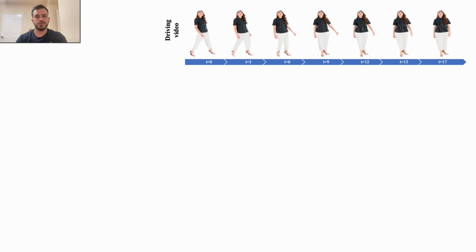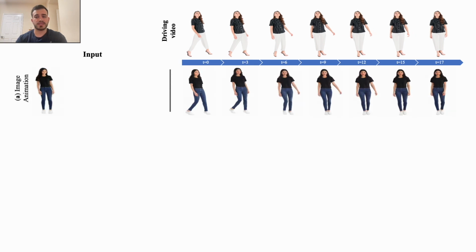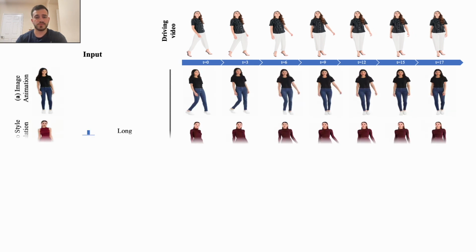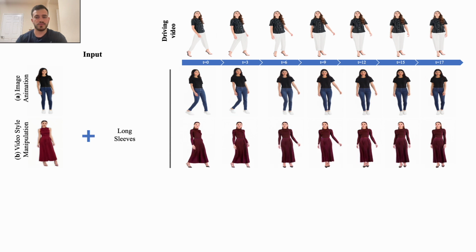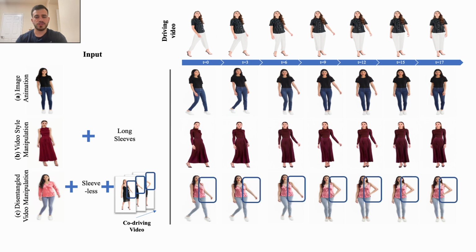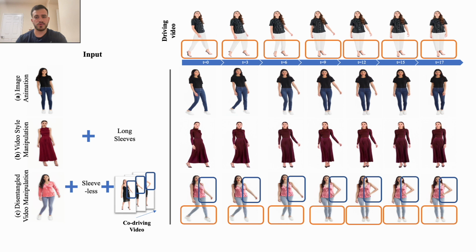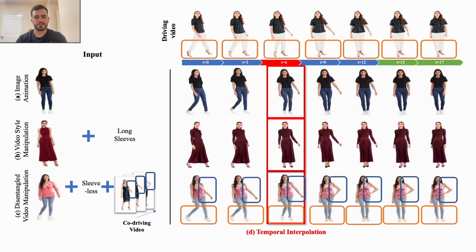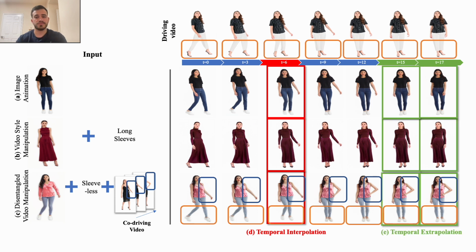Given an input driving video, our method is able to animate a static image with the motion from the driving video, change the appearance or motion of an input video, or change the motion of a single body part, where the motion of that part is copied from another co-driving video, while keeping the rest of the motion similar to the first driving video. VidStyleODE also enables temporal interpolation and extrapolation.